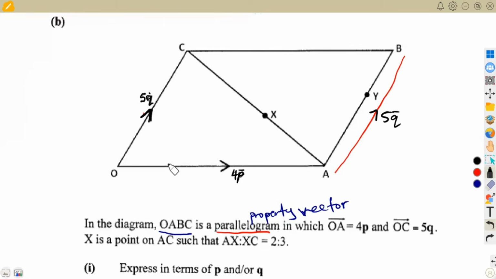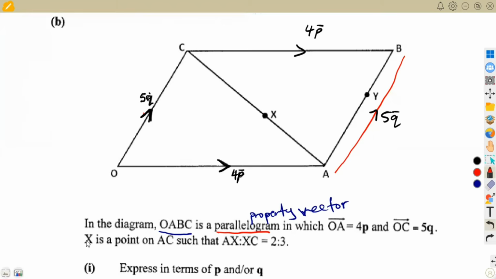The same thing applies to OA. The direction must be maintained, so the arrow from C to B must face this direction. The same way, this direction, from C to B. So this is going to be 4p, because we know that these two lines are parallel and at the same time they are equal. So this is the first thing that you're supposed to take note of. All right, then we move on.